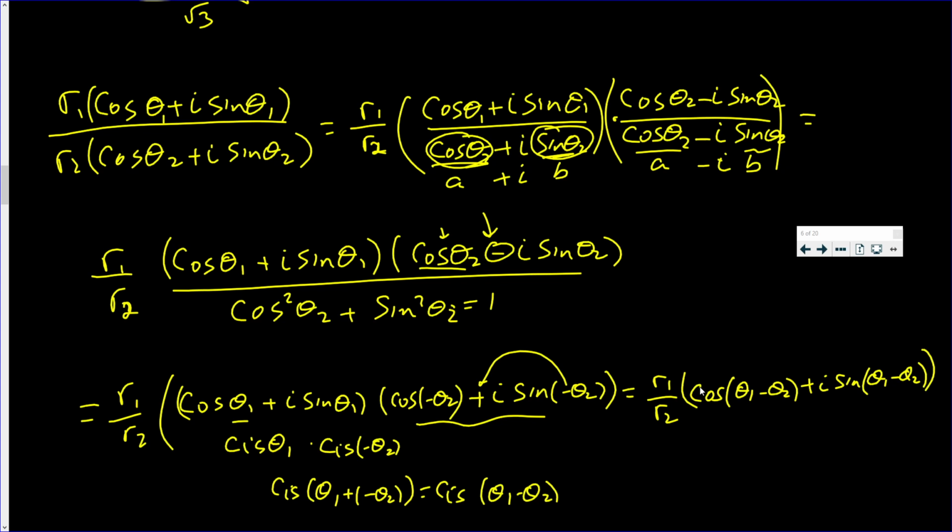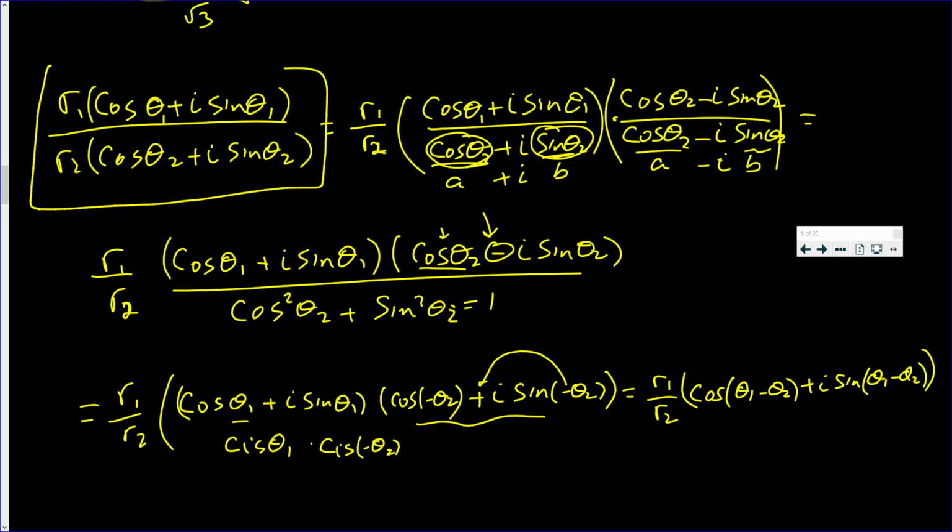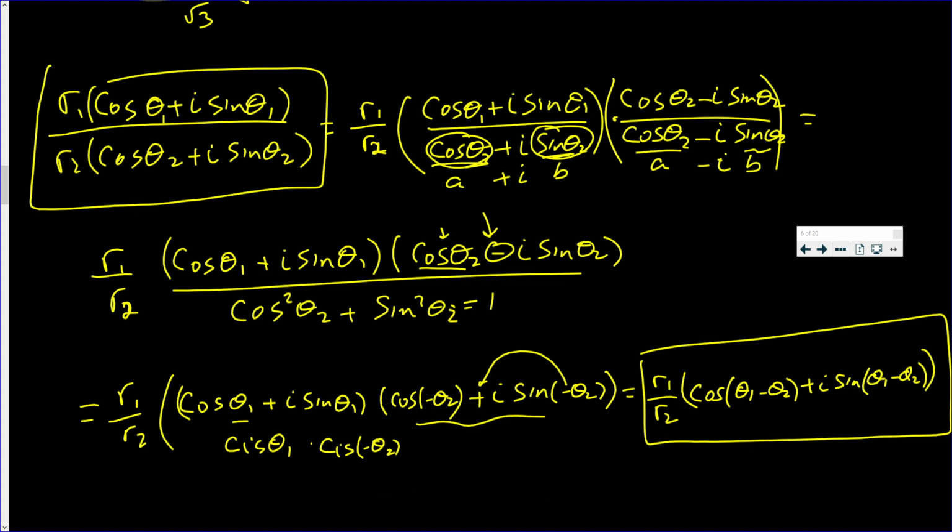Okay, so let's look at the end. Let's look at the beginning. Let us see what happened. How can we go from here right to here? Well, first thing is we have to divide the r's. And then we subtract the exponents, the angles. The top minus the bottom. And it's in CIS form where it's the top minus the bottom.